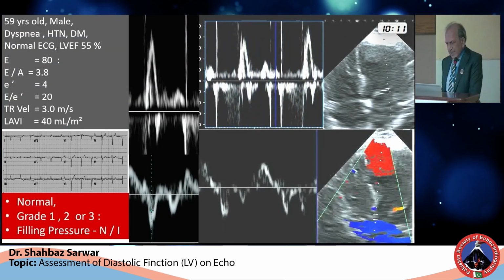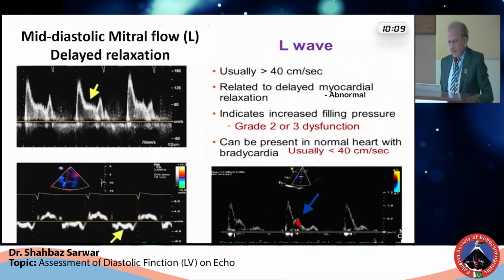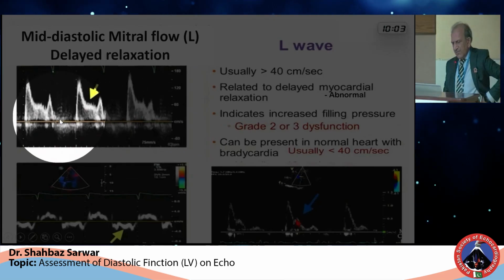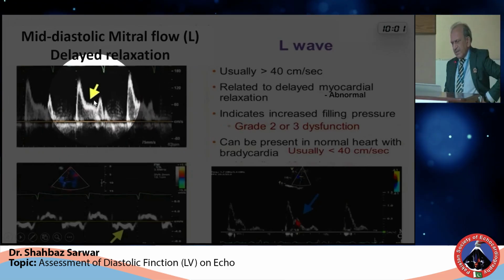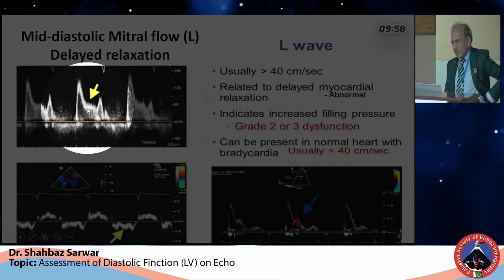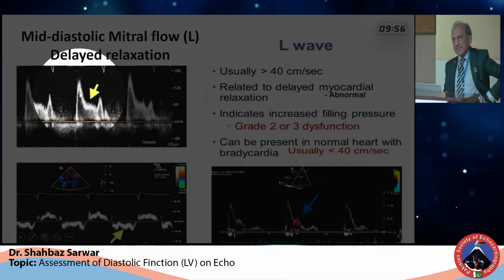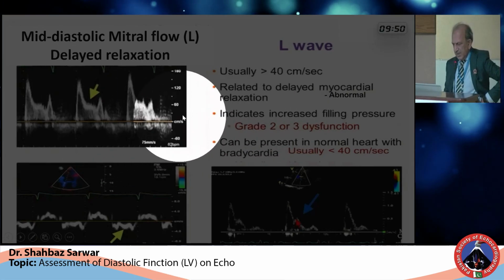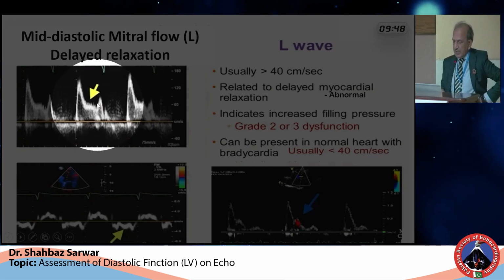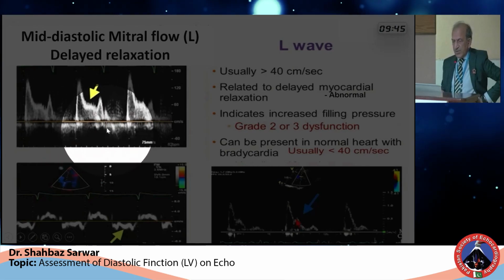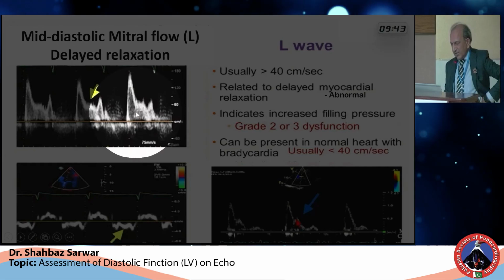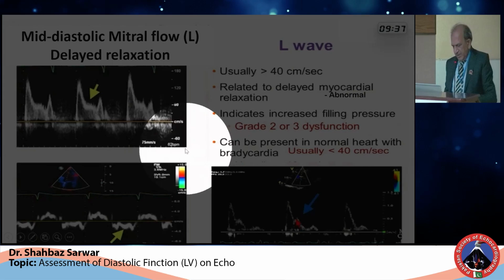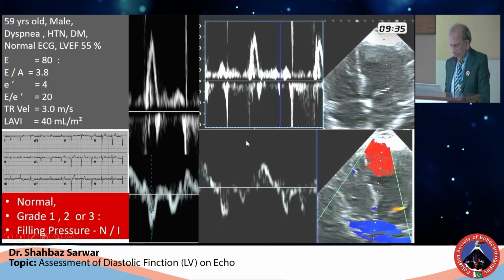Another thing which is important is the L wave. Normally, when the patient is slightly bradycardic you may see L waves, but if you see an L wave which is more than 40 centimeters per second, that is clearly abnormal. So even in atrial fibrillation, I'll tell you when I reach the atrial fibrillation level, if you see an L wave which is more than 40, that is abnormal. That indicates diastolic dysfunction. And especially this is very helpful in those cases where there is an indeterminate kind of diastology.